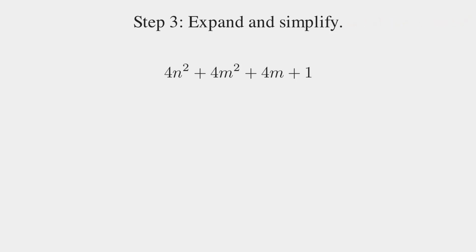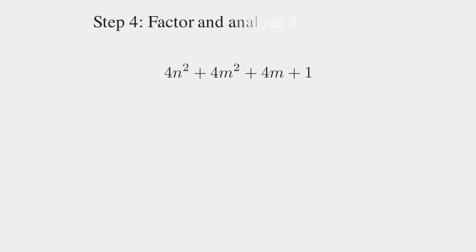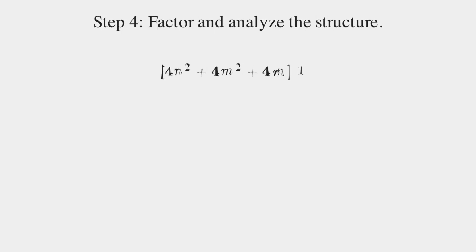Our goal is to check for divisibility by 2. Now, let's see if we can factor out a 2 from this expression. Looking at the first three terms, they all share a common factor of 2. Factoring this out, we get 2 times the quantity 2n squared plus 2m squared plus 2m, all plus 1.